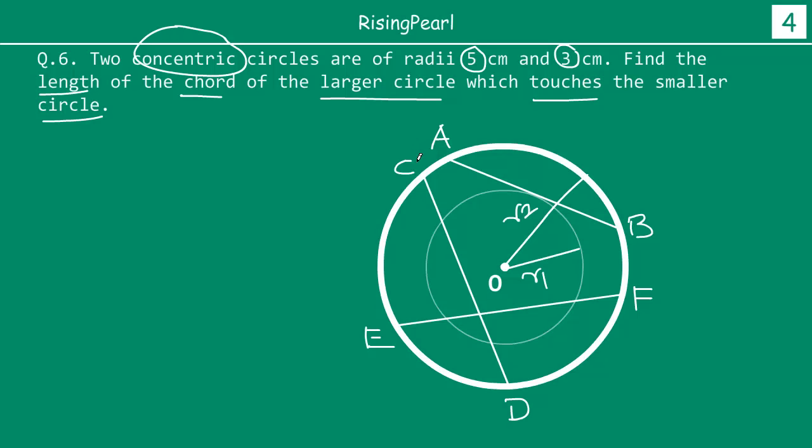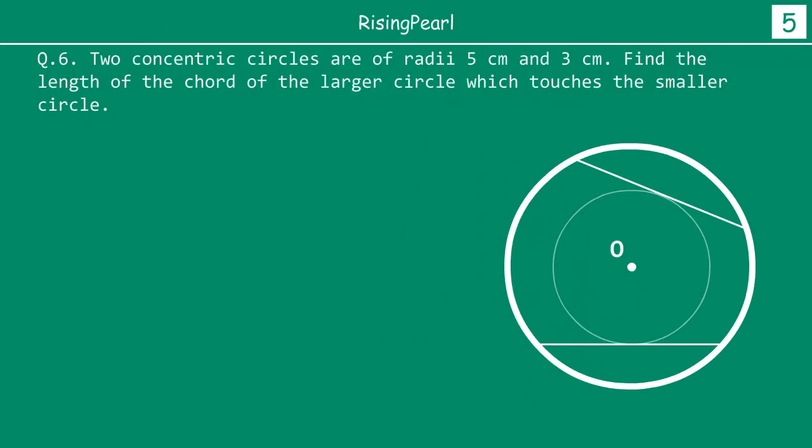Clearly it is not CD, because it is intersecting the smaller circle at 2 points. It is not EF, which is also intersecting the circle at 2 points. But we are looking at a chord something like AB. So in other words, we want to have something like this. Now it could be this chord, it could be this chord, we don't know which one. But it is a chord in the larger circle in such a way that it touches the smaller circle, and then we have to find out the length of this chord.